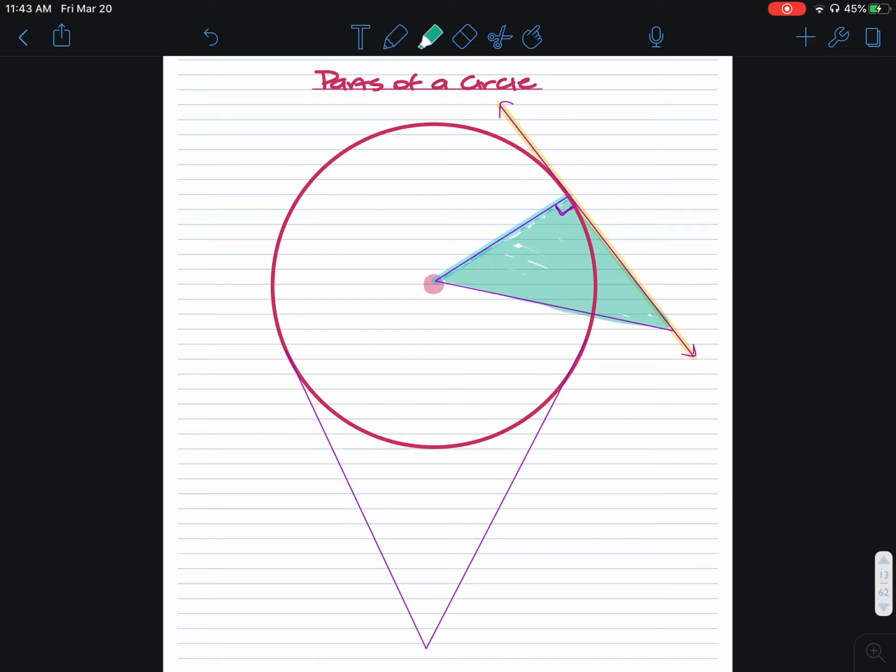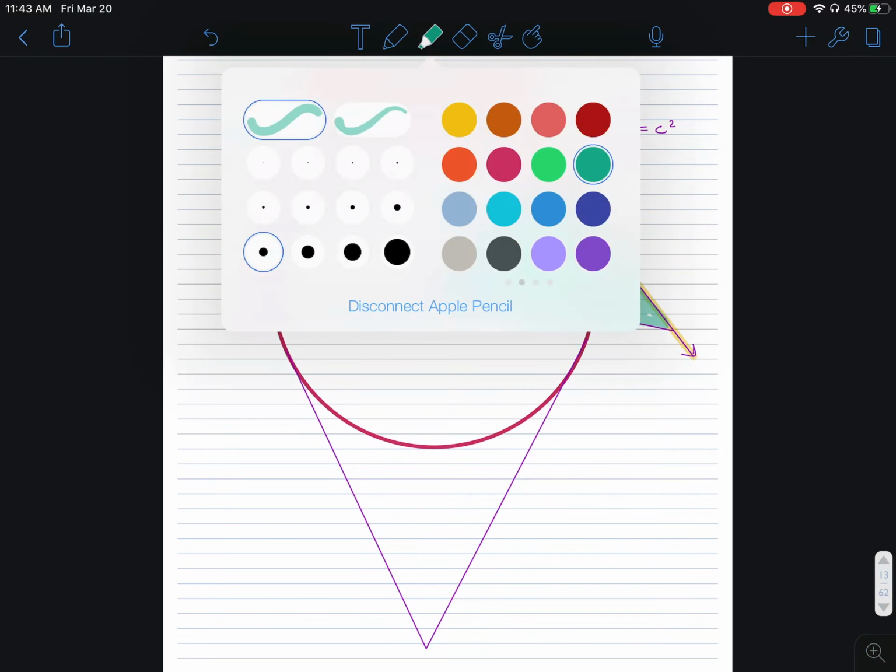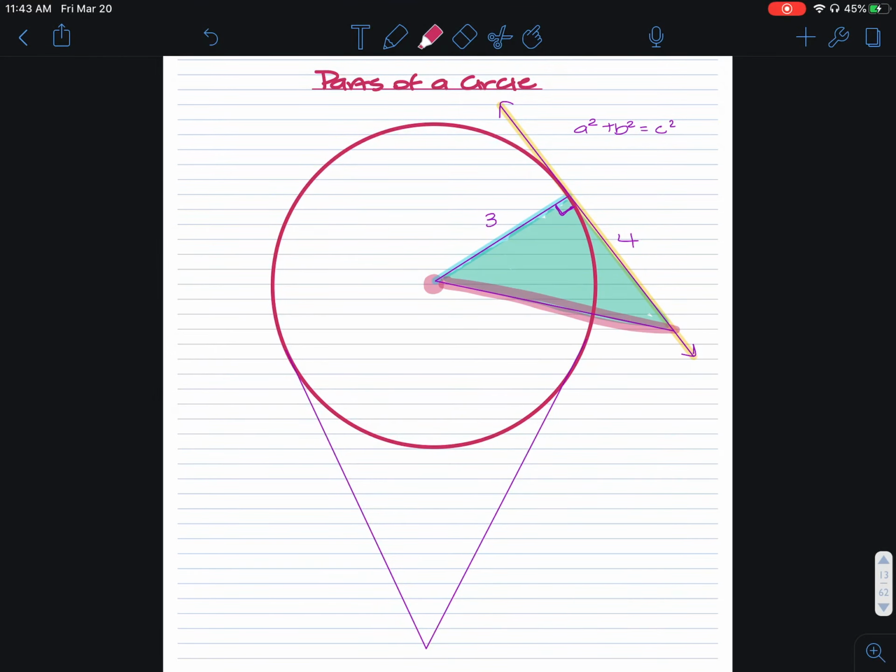And we're familiar with some right triangles. Okay, we've done some work with some right triangles. We know a property about a right triangle. If we remember the Pythagorean theorem, we have a squared plus b squared equals c squared. Okay, so let's say I had my radius to be 3 as a length. Let's say I had this second part of my tangent, this part here. Let's say that was 4. Okay, well, I want to find the length of this line here. Let's call that x. That's what I want to solve.